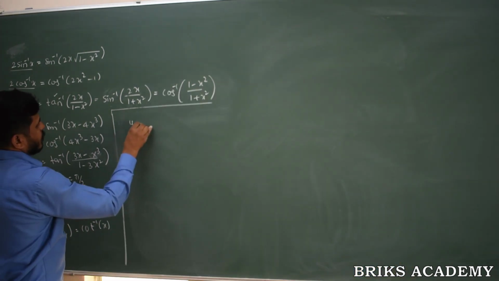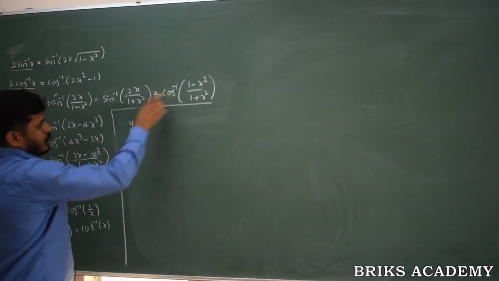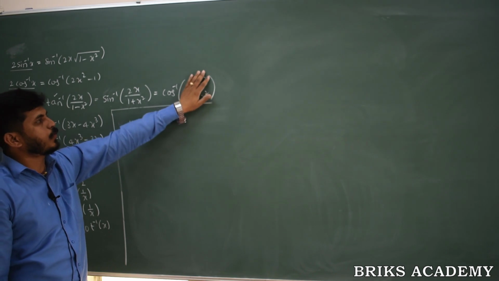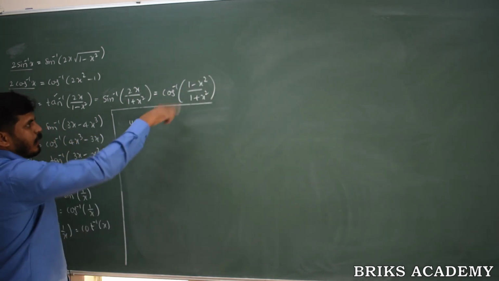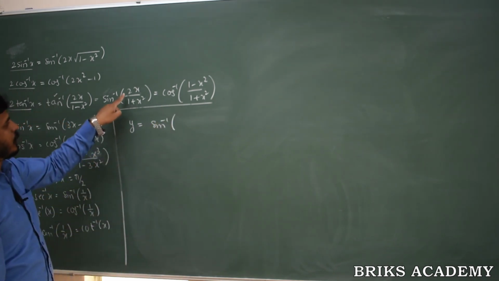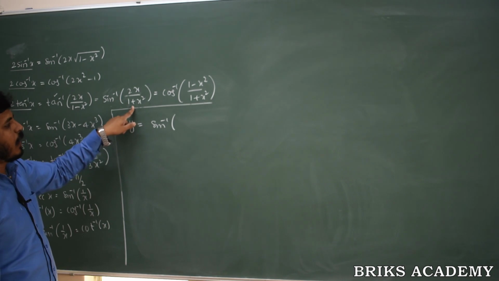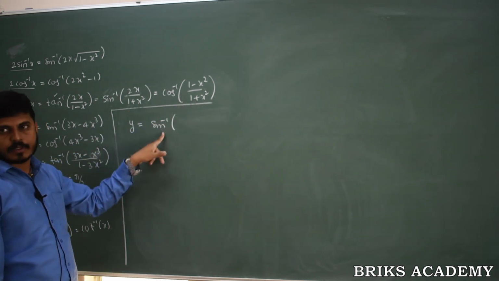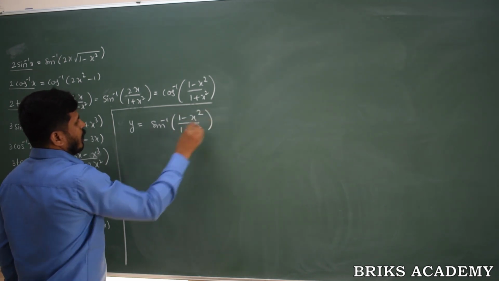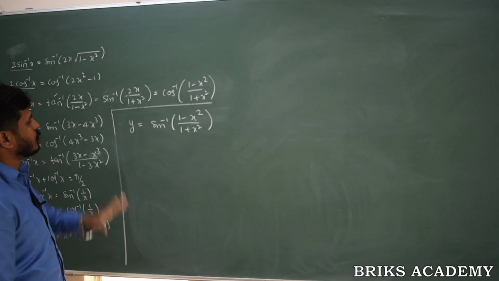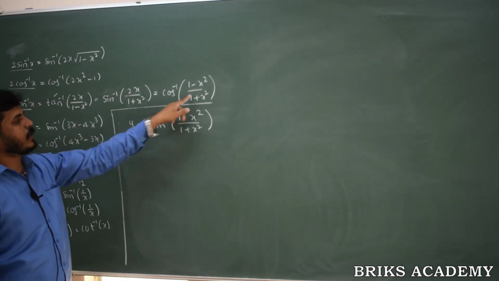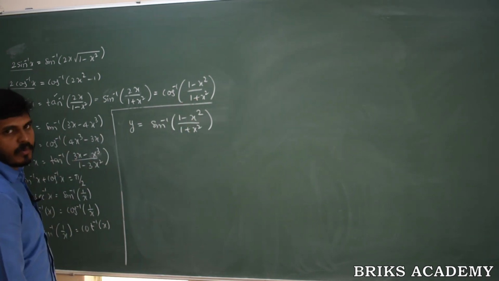Take this problem: y is equal to cos inverse of 1 minus x square by 1 plus x square. Instead of that, I will take it as sin inverse. Say sin inverse, for which the input is this 2x by 1 plus x square. I will take this input for sin inverse x, that is 1 minus x square by 1 plus x square. Sin inverse 1 minus x square by 1 plus x square, we don't have any formula. But cos inverse 1 minus x square by 1 plus x square is your formula, 2 tan inverse x.